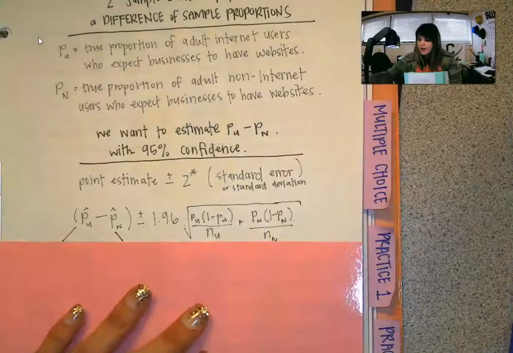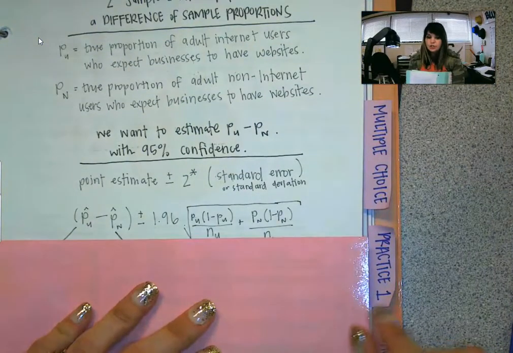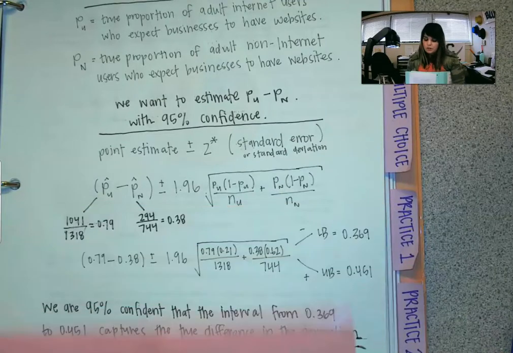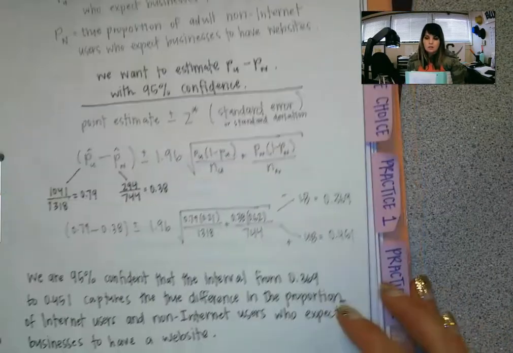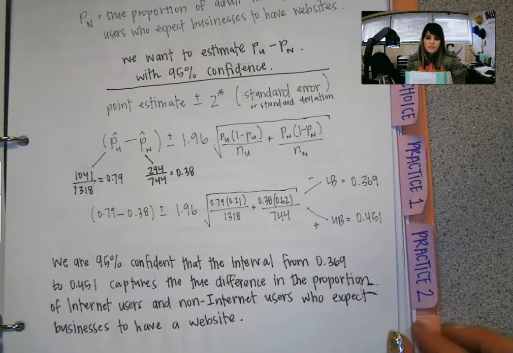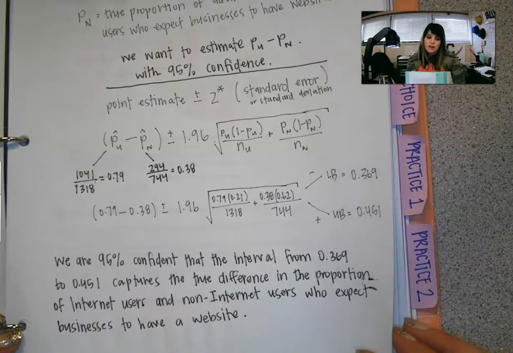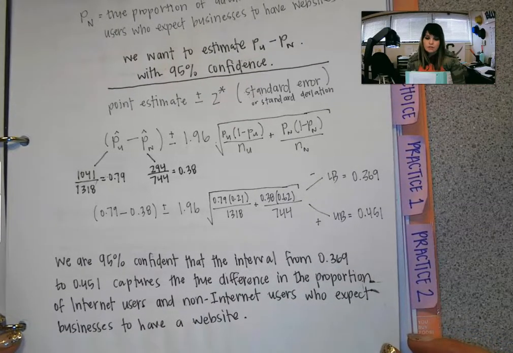So using that information, I would encourage you to finish this problem. So pause and really finish. Okay, hopefully you really tried. So here's the work associated. The interpretation is we are 95% confident that the interval from 0.369 to 0.451 captures the true difference in the proportion of internet users and non-internet users who expect businesses to have a website.